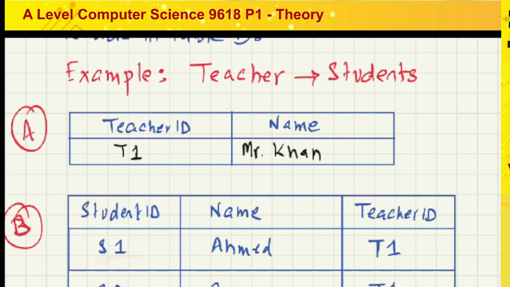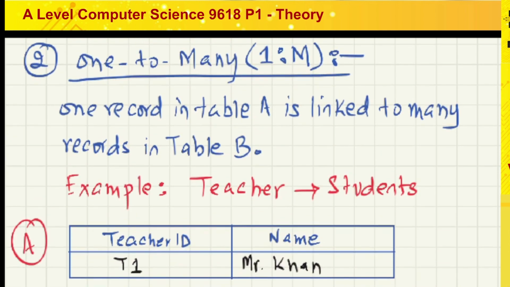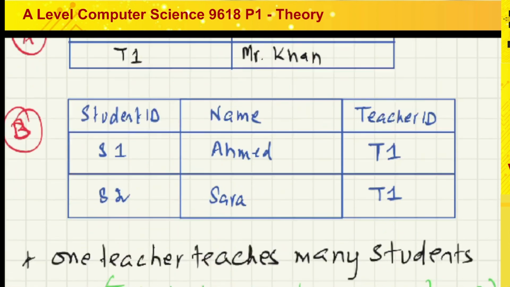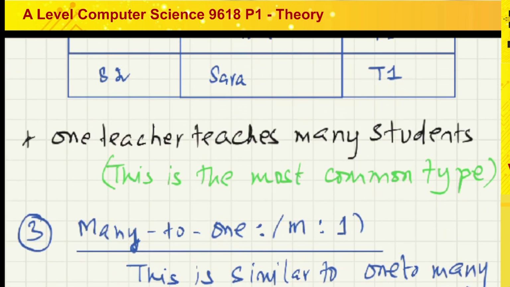Record S1, who is Ahmed, will refer to T1, the same teacher. S2, who is Sarah, will also refer to T1, which is the same teacher. So this means here we have a one-to-many relationship between teacher and student. All right, so one teacher can have many students. This is the example of a one-to-many relationship. One teacher teaches many students. This is the most common type, and this is the type that we will usually be implementing.